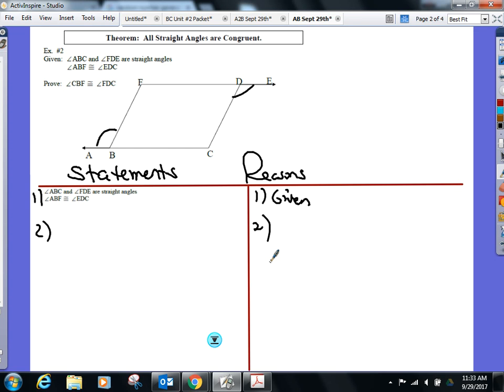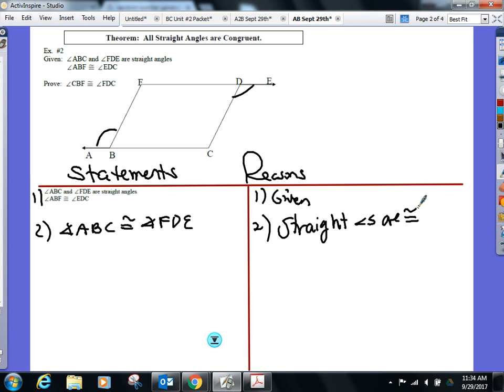What do you plan on subtracting ABF and EDC from? What should I subtract these angles from? It's already given to you, but the straight angles. So I need the straight angles congruent. And that's what this new theorem says, is all straight angles are congruent. So now I could say that angle ABC is congruent to angle FDE. How do I know they're congruent? Our new theorem, which says straight angles are congruent.